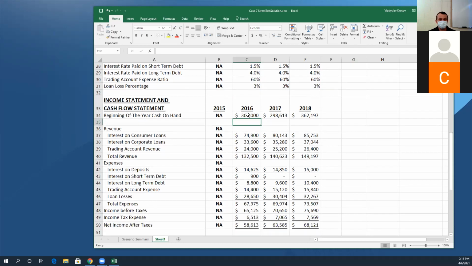Well, anyway, so that's what we're trying to do. We're trying to see what's happening with cash. So now you should follow me and enter formulas really quick, because I don't have time to wait for everybody to enter everything. So the first line item is beginning of the year cash on hand.